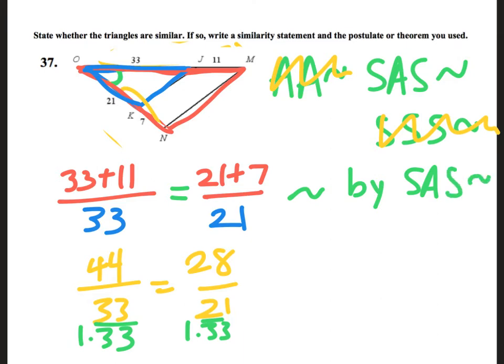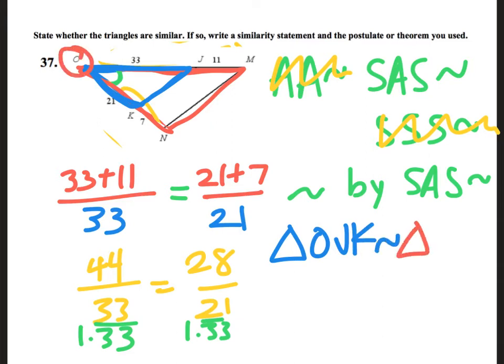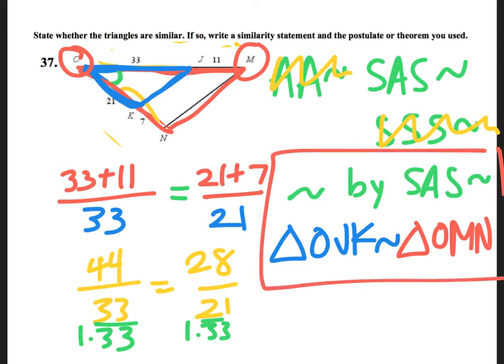And then we have to write our similarity statement. So we're going to do triangle. Let's name our blue one first. OJK is similar to triangle. Again, O is in the same spot as O. M is in the same spot as J. And N is in the same spot as K. So there's our answer there.